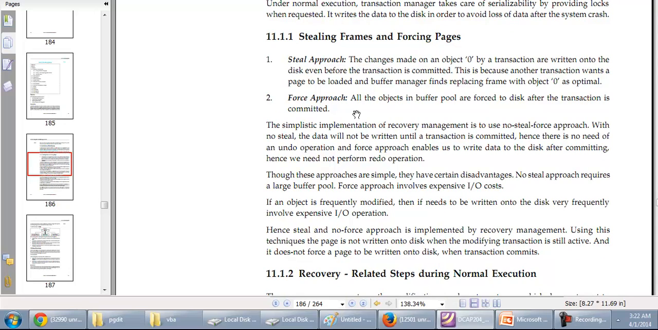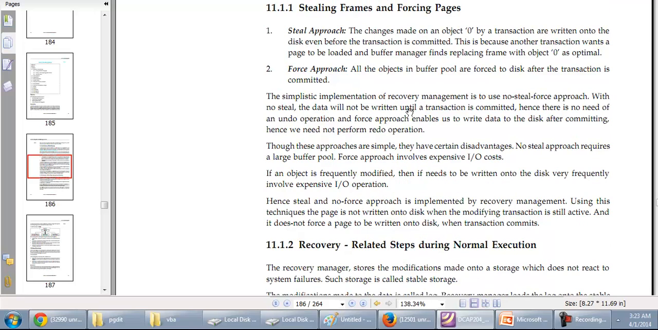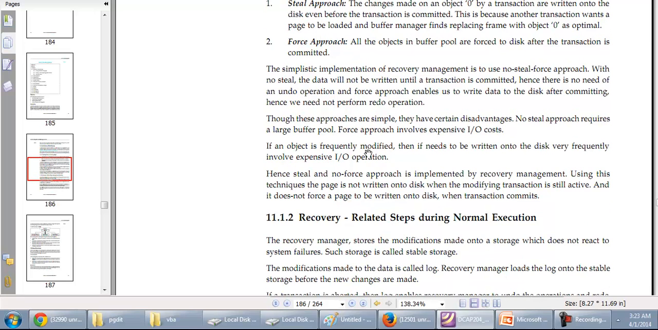are written onto disk before the transaction is committed, because the transaction has loaded the page and the object is optimal. So that is the steal approach. As the name suggests, you would steal and save it to hard disk. Force approach: all the objects in the buffer pool are forced to disk after the transaction is committed. The simplistic implementation is the no steal approach. So whatever is in the buffer, just place it there.